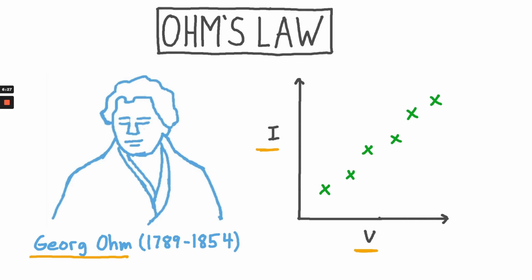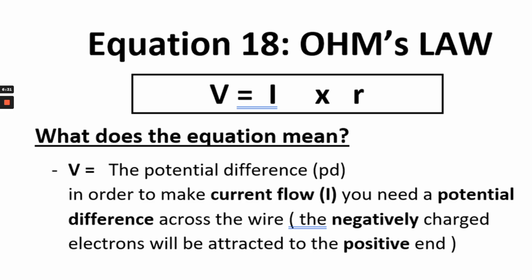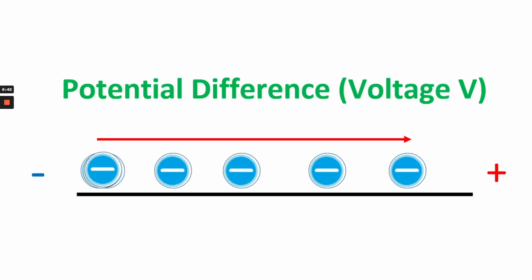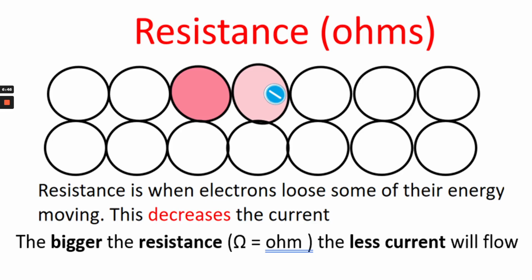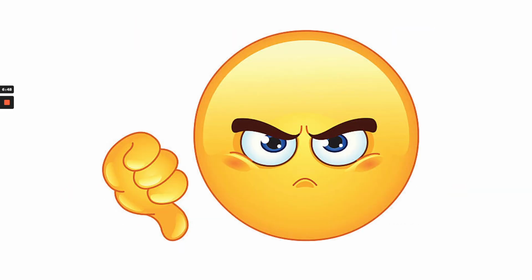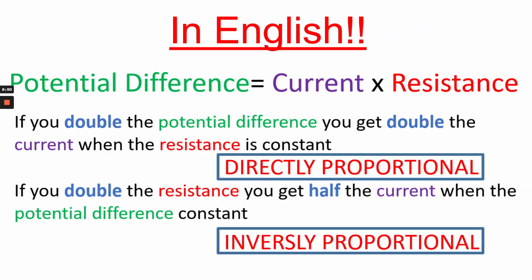Surprisingly, George Ohm is the guy who invented Ohm's law, and it's voltage is equal to current times resistance. Although you start saying potential difference is equal to current times resistance, voltage has gone out of fashion, potential difference is in fashion. So here is a potential difference, that's the good thing. Here is a resistance, that's the bad thing, and they are connected by Ohm's law.